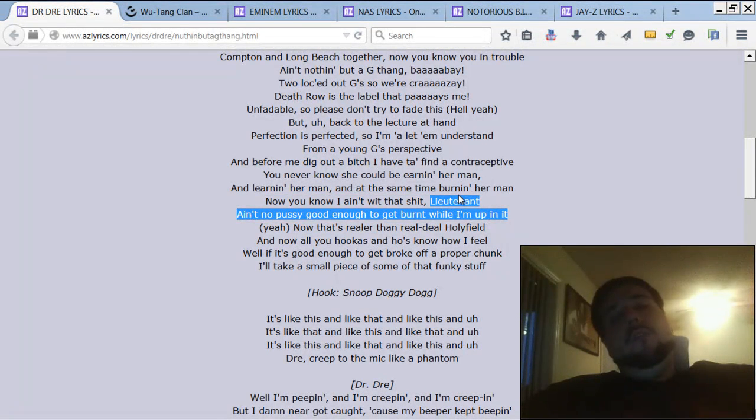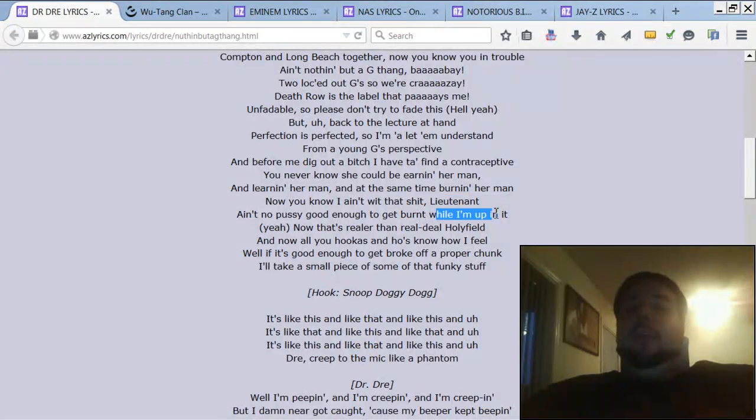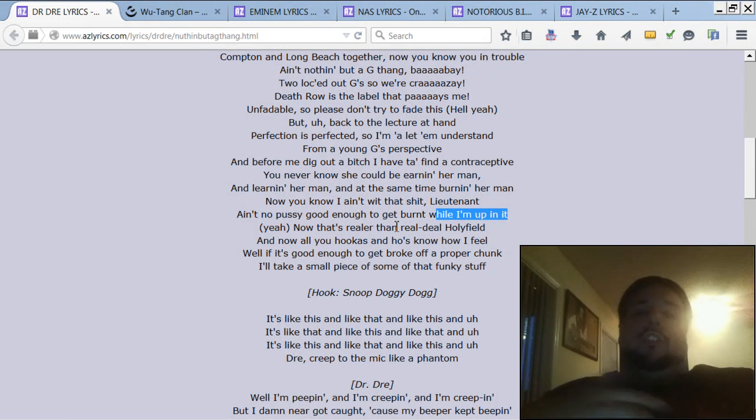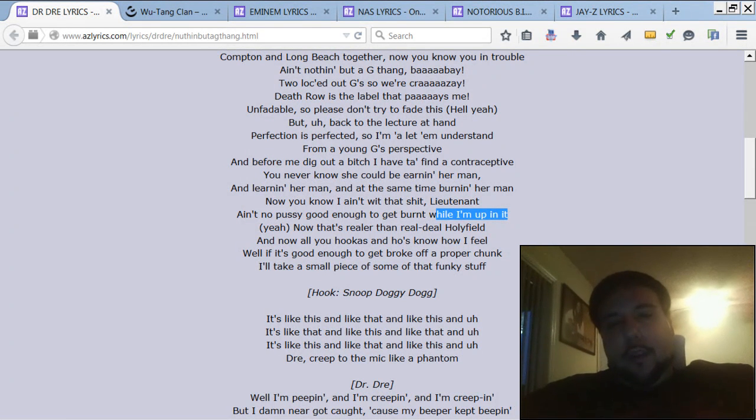So this is really, really unique right here, because he has one word, Lieutenant, and "while I'm up in it." So that's also a broken rhyme, because he's using multiple words, or slant rhyme, multiple words to rhyme with this one word. And then also to touch on the next type of rhyme, which is distorted. So he's actually distorting the way he's saying "while I'm up in it" and "Lieutenant," because they don't exactly rhyme. So he's distorting the way he's saying them to make them sound good.